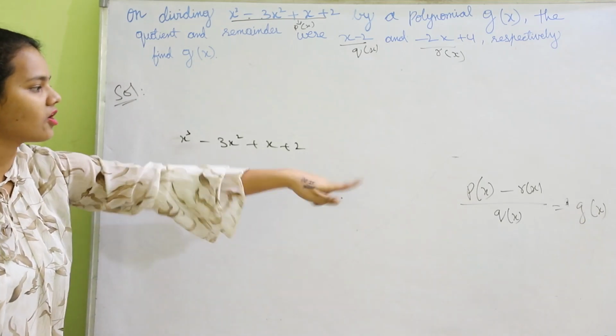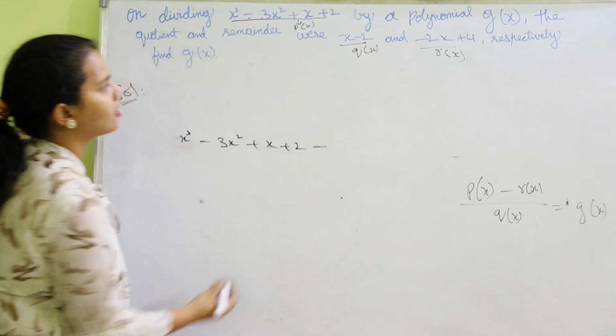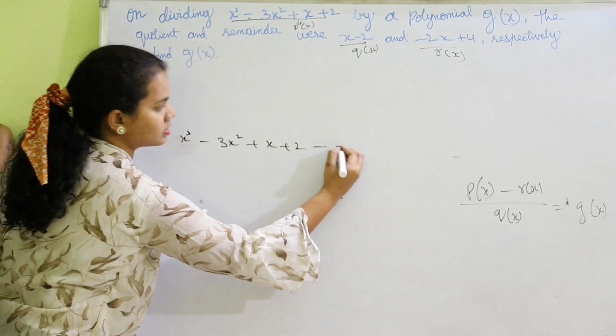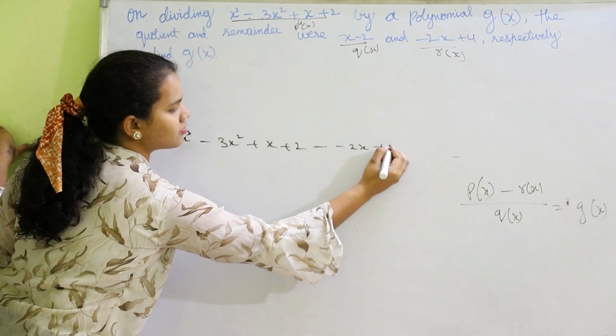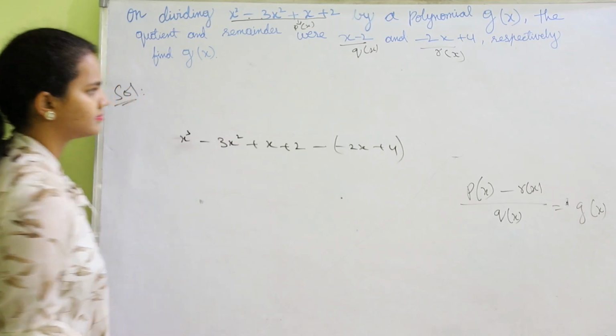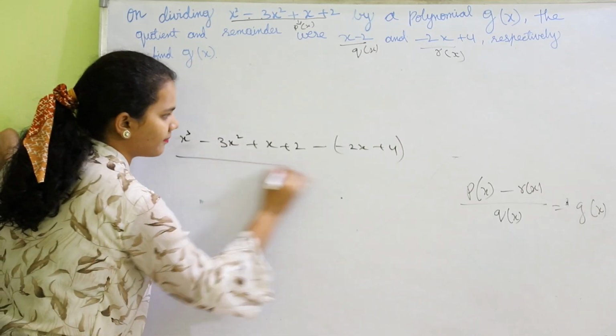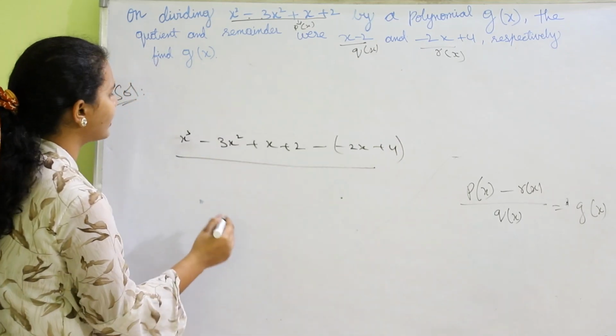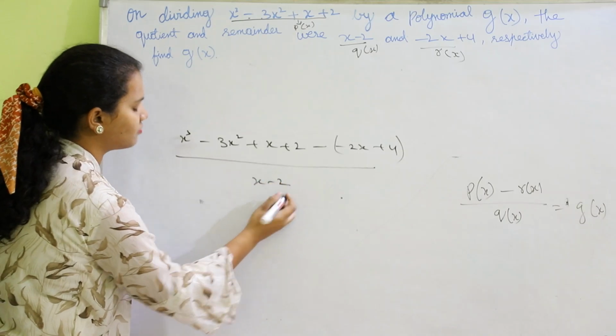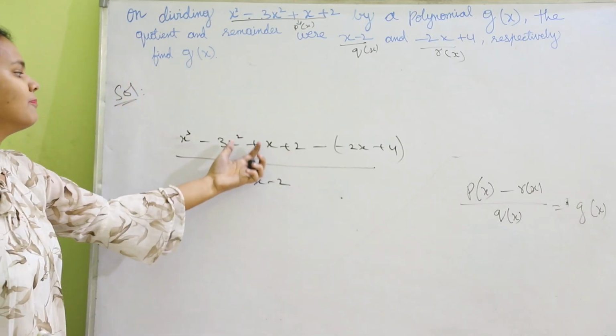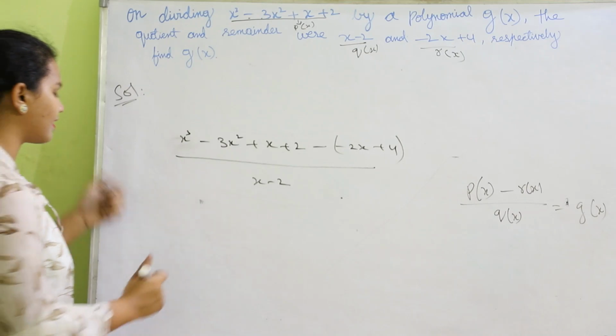Next, minus r of x. So minus r of x value, minus 2, so minus 2x plus 4. What do you do? Okay, so by some value q of x, where q of x value is x minus 2. First find out this, just simplify it.